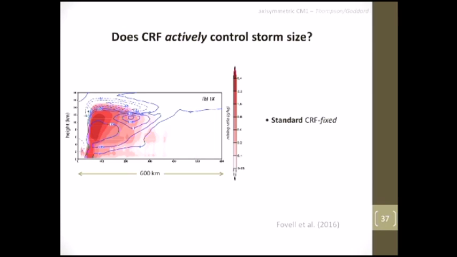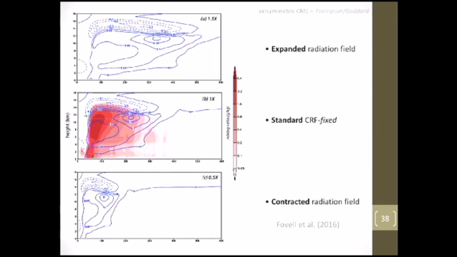So this is the simulation I showed you before. Colored field is condensation. Contours are net cloud radiative forcing. The net cloud radiative forcing is fixed and externally imposed. But now I'm showing you over a much wider area. This goes out to 600 kilometers instead. Because I'm basically imposing this as external forcing, I can arbitrarily change its horizontal scale, making it 50% wider or 50% narrower. So at the top, it's the same field, but I've expanded it. At the bottom, it's the same field, but I contracted it.